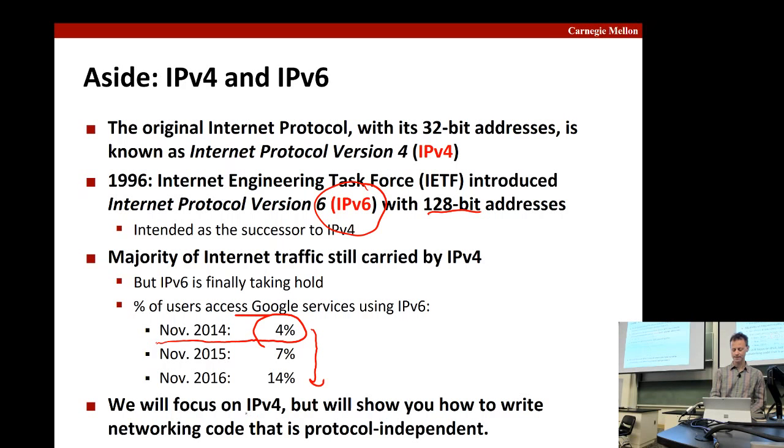We'll keep in the book and the lectures to focus on IPv4, where internet IP addresses are 32 bits. But importantly, we're going to talk about how you can write your code to be protocol independent, so that no matter whether your proxy in your proxy lab is talking to something that's IPv4 or IPv6, it's going to work. Basically, we'll have wrapper functions that hide the difference from you, so you don't have to worry about whether it's IPv4 or IPv6.